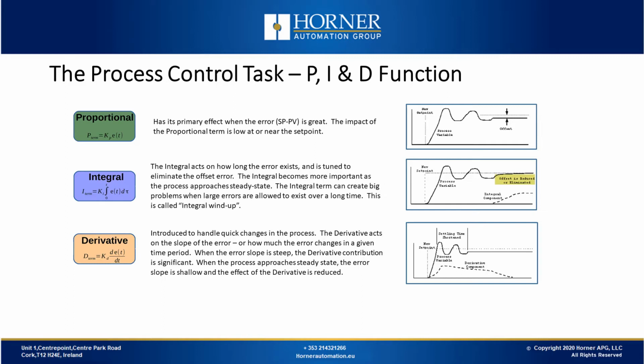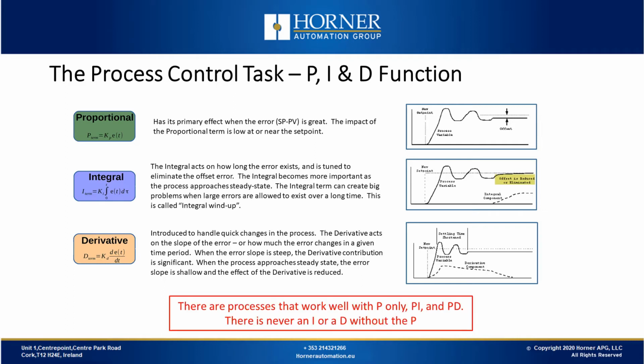It acts on how quickly the error is changing, so as we approach the set point, it acts as a brake to slow things down. The closer we get to steady state, the effect of the derivative is reduced. There are processes that work well with P control, PI control, or PID control. You won't find processes that use only a combination of I and D.